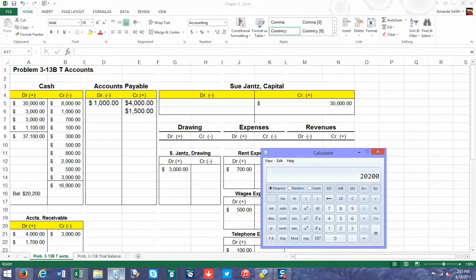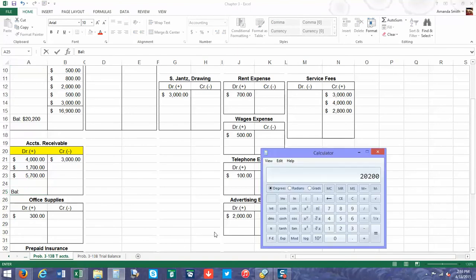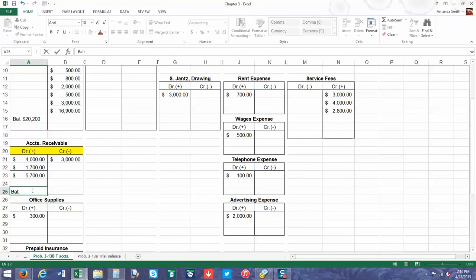Okay, let me make sure I entered it correctly. And we're going to do the same thing with our accounts receivable. Sometimes the math seems like it's pretty simple. It's better just to double check. So our total in our accounts receivable is $5,700 is what we earned, and it looks like our customers paid $3,000 of what they owed. So we have $5,700 minus $3,000 gives us a balance of $2,700 in this account.